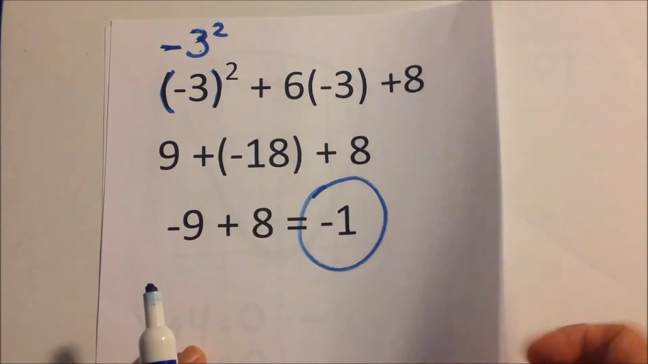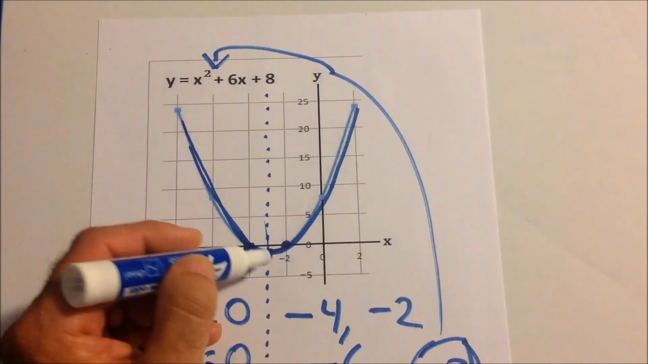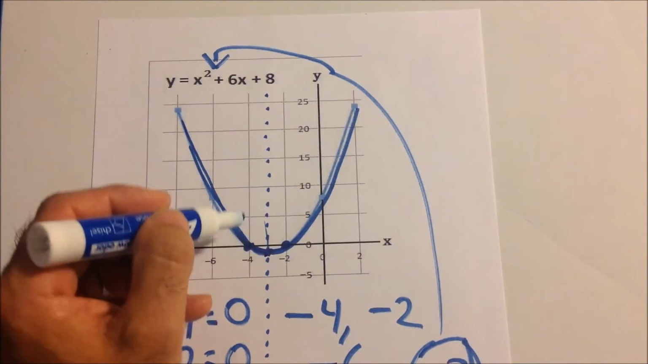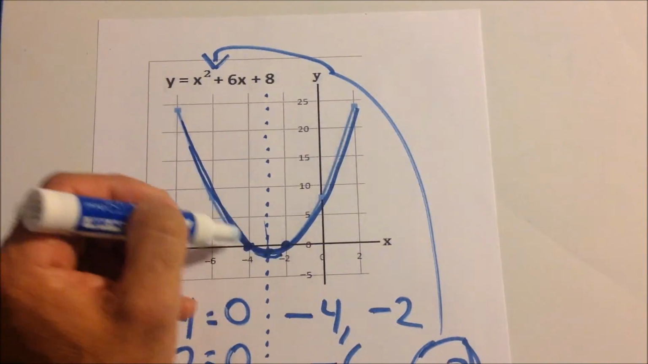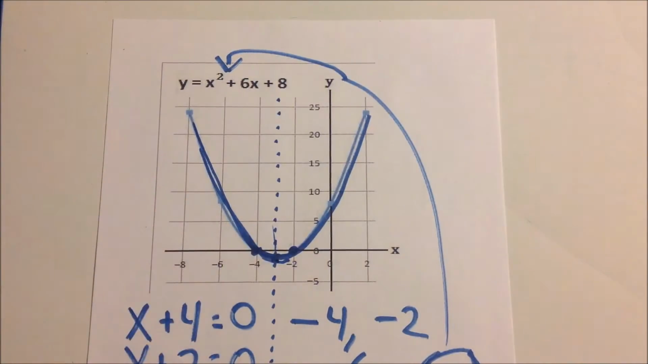So let's look back at the graph. That's where the vertex is. That's where the line crosses the axis of symmetry. Okay, let's see if we can do another one.